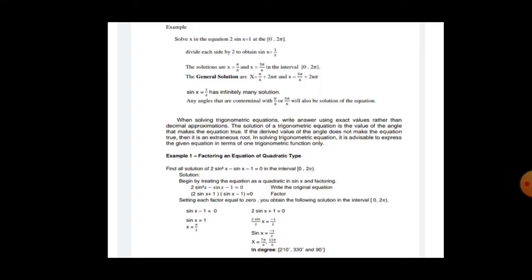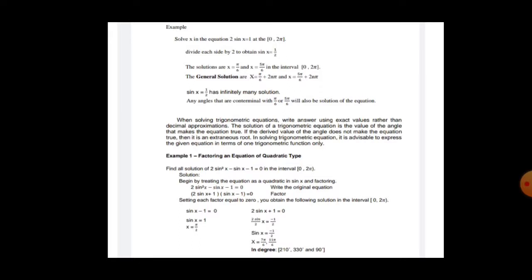equation. When solving trigonometric equations, write answers using exact values rather than decimal approximations. The solution of a trigonometric equation is the value of the angle that makes the equation true. If the derived value of the angles does not make the equation true, then it is an extraneous root.